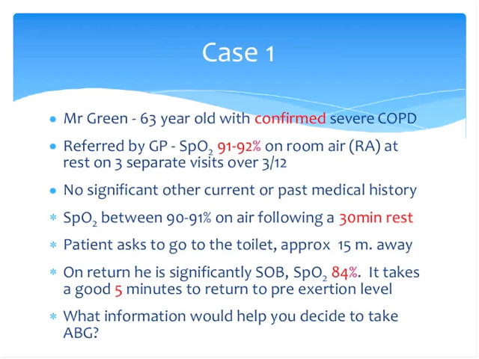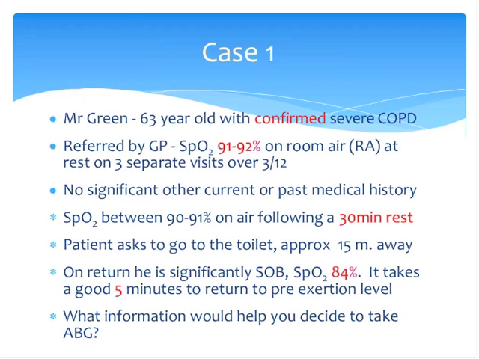You don't obviously have to scribble any of this down, because I will refer back to the slide as we ask the questions. So this is your case study number 1. Mr. Green is a 63-year-old gentleman with confirmed severe COPD, been referred to the clinic by the GP with saturations of around 91–92% on room air at rest, and it's been this level on 3 separate visits over the past 3 months, so we know that this has been going on for some time.